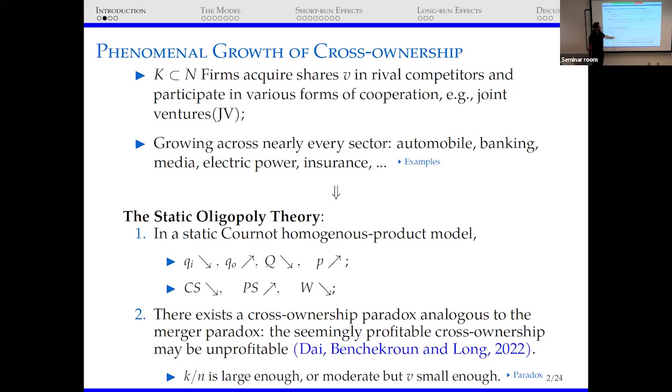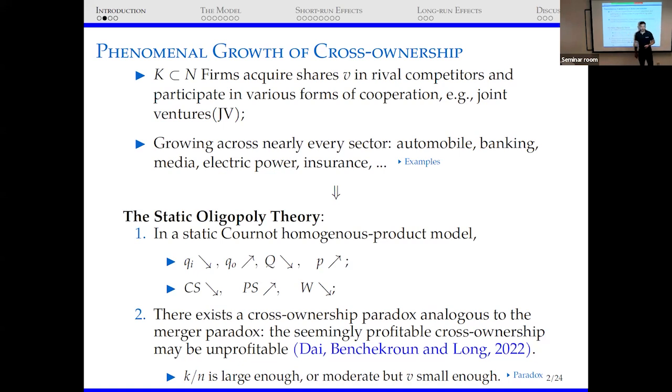So in a static homogeneous product model, we know that the quantity or the output from the insiders will decrease. It's like getting closer to monopoly power, monopoly practice. But then the outsiders, from the game theoretical part, will look at what happens and say, okay, we can increase our production. That's what happens. But in totality, the total quantity, which is the sum of both, will decrease, and de facto the price will increase.